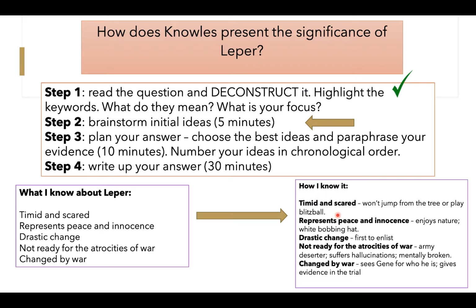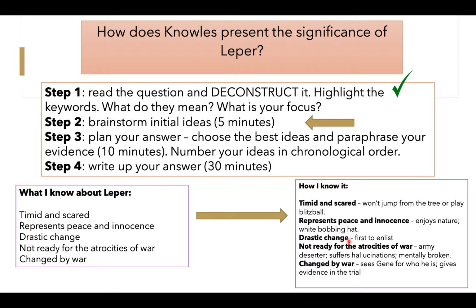So I ask myself, well, I do think that he's timid and scared, but what is it from the novel that really makes me think that? And my initial thought is the fact that he won't jump from the tree and he won't engage in blitzball. So that will then become my evidence. But those are also the methods in which Knowles presents this aspect of Leper's character. How do I know that he represents peace and innocence? He does enjoy nature. It's a huge part of his character. And I also have in my head this image of the white bobbing hat as he goes off to war. So again, that's quite a significant event.